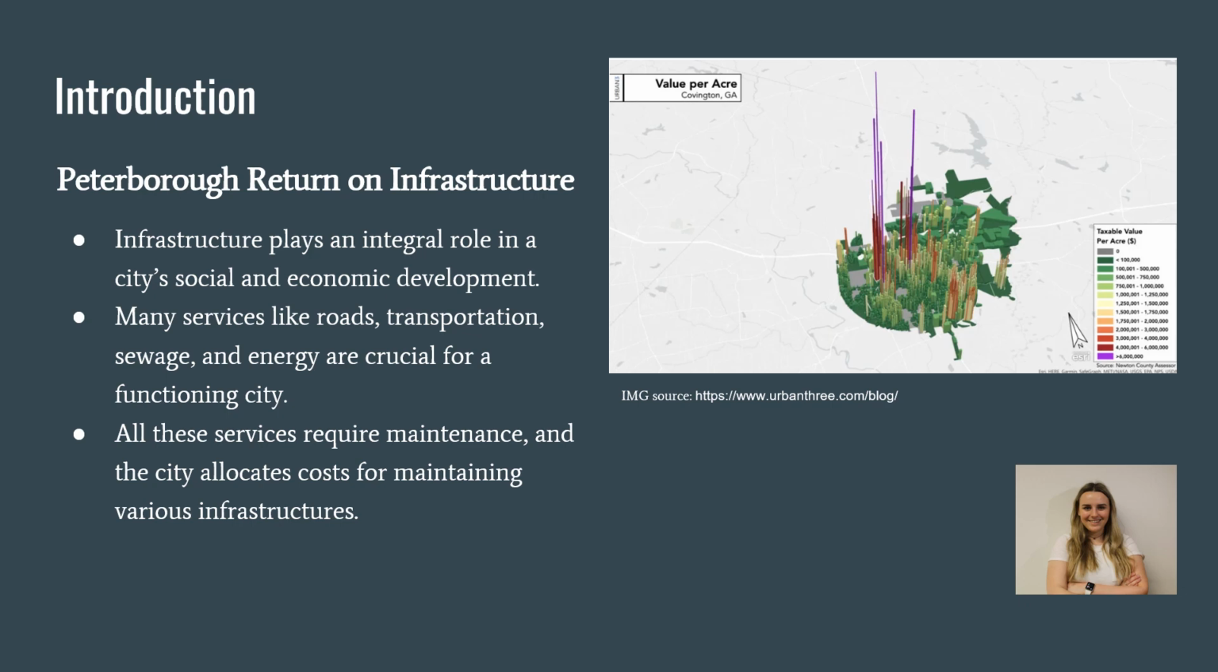All these services require maintenance, however, and so the city allocates money from different areas in order to keep up with maintenance. The city is working with a company called Urban 3 right now, which is the picture on this slide. Essentially, they use spatial analysis to take tax revenue from different properties and different developments within a city, and they allocate it to different areas of infrastructure such as road maintenance, transportation, or sewage. They see how much money a city is making in certain properties and certain developments, and then they compare it to how much they actually need to keep up with maintenance.